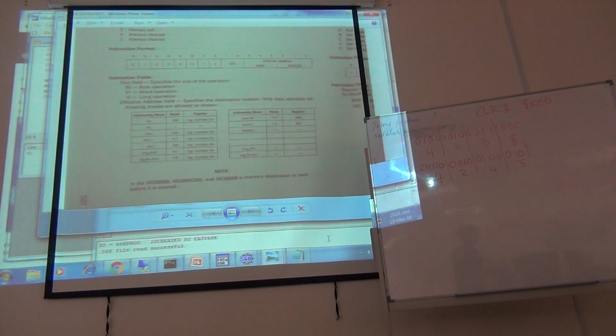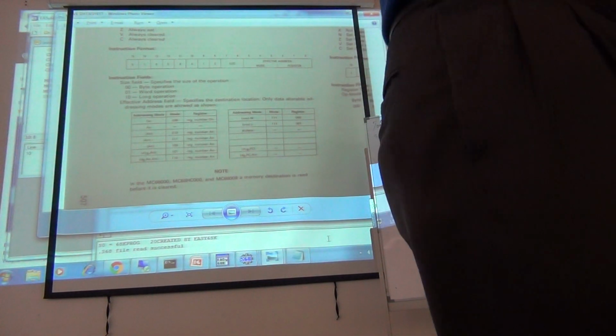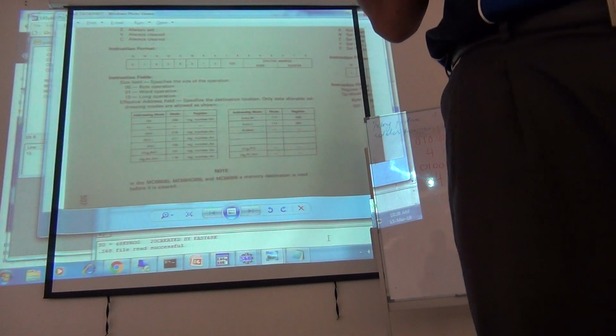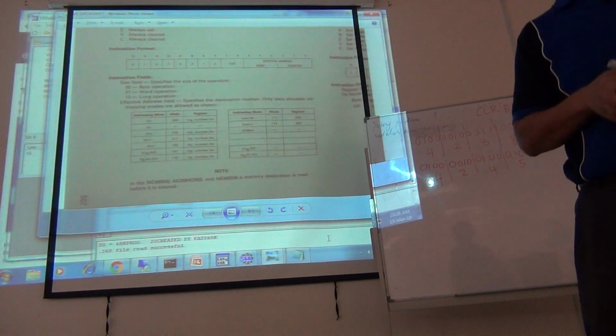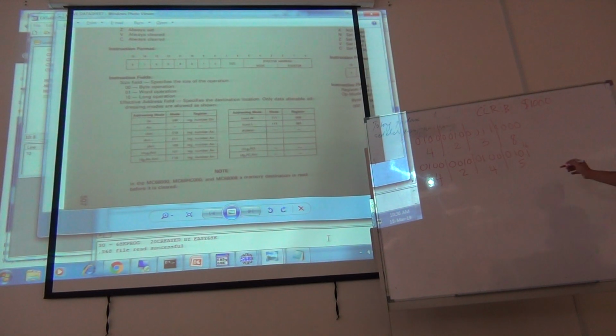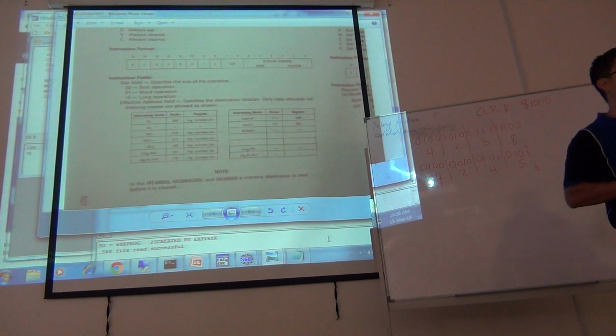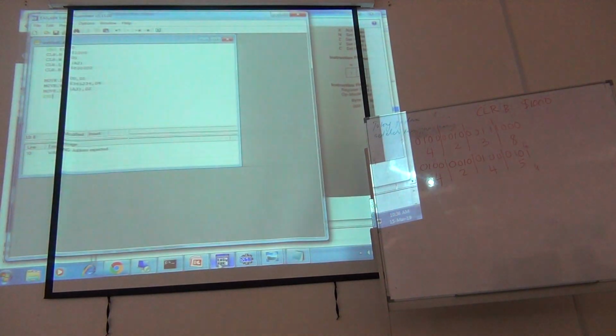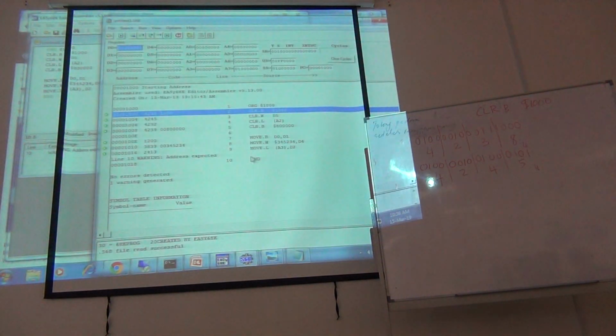It's the same answer in the simulator. Is it the same answer in the simulator? 4245? Is it the same or wrong? The answer must be 4245 from the simulator for the clear.w d5. The answer is 4245, correct? Right? Then next one.